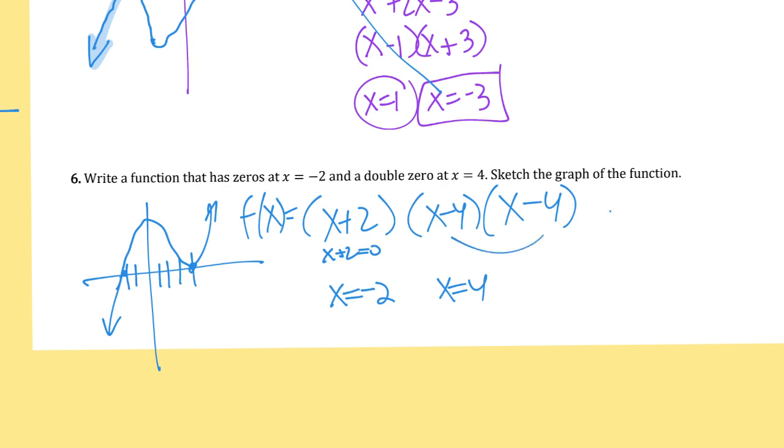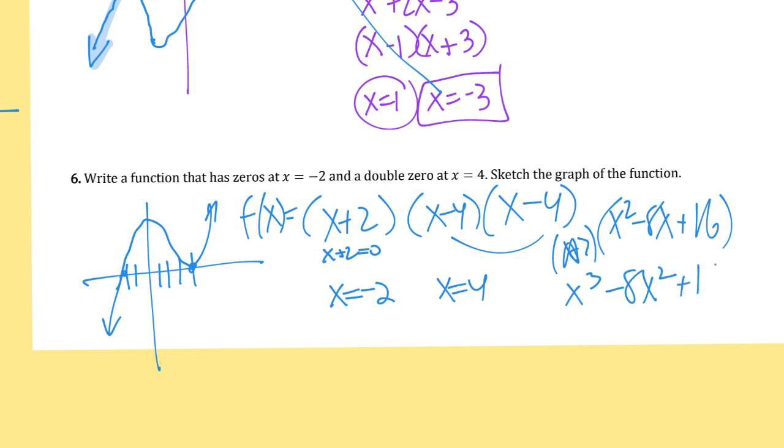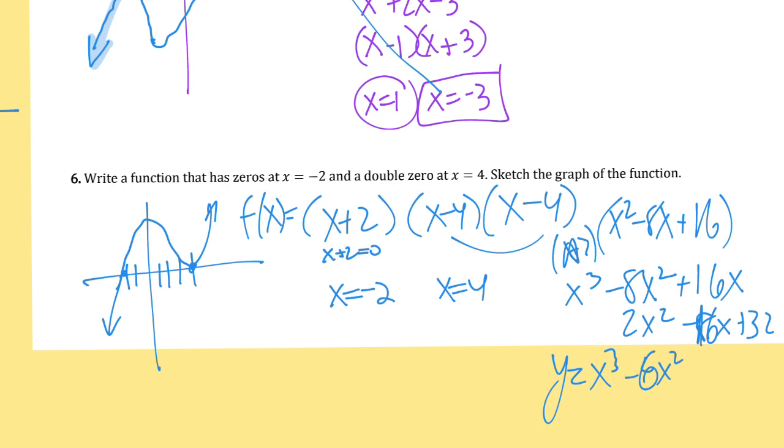So we can FOIL this. I'll do it real quickly and see what happens. You get x squared minus 8x and then plus 16. Then we also have to multiply by x plus 2. It's going to be x to the 3rd minus 8x squared and then plus 16x, and then 2x squared, and then minus 16x, sorry, and then plus 32. So your answer, if you FOIL it out, would be y is equal to x cubed minus 6x squared plus 32. That should be the polynomial.